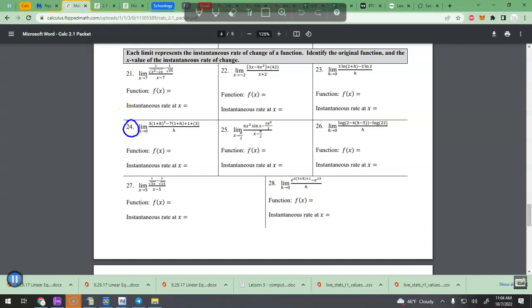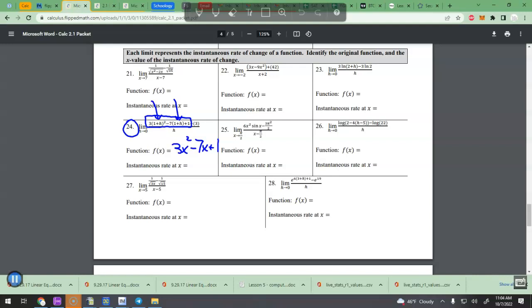So I must have plugged that in place of x, and I must have plugged that in place of x. So my original function is 3x squared minus 7x plus 1. Then the 3 is like this part. I subtracted what I got when I plugged in.